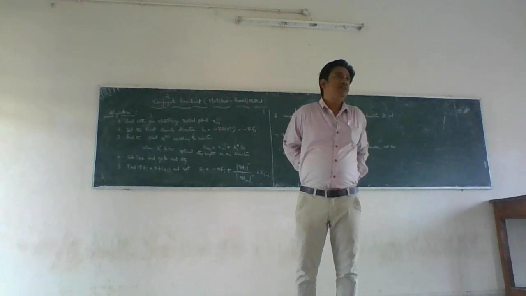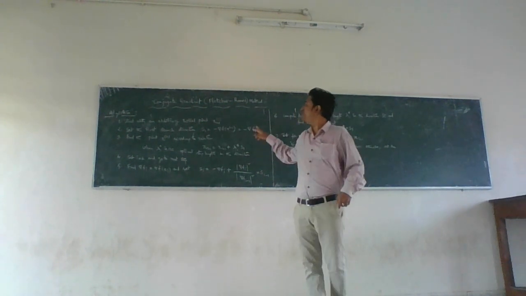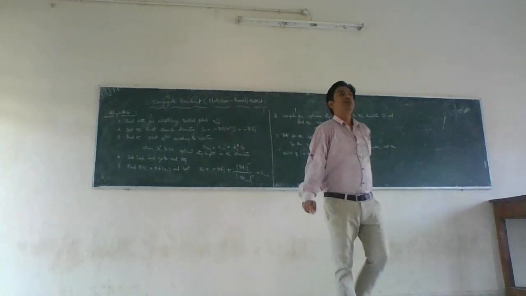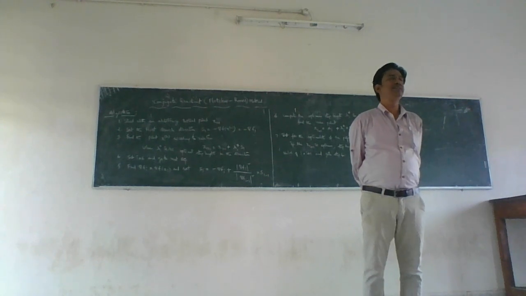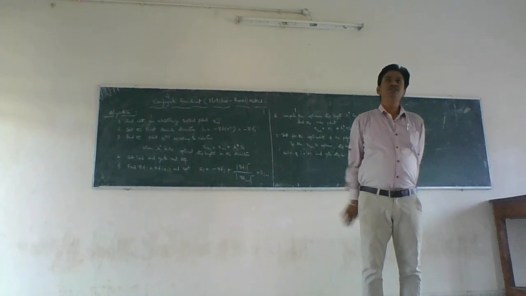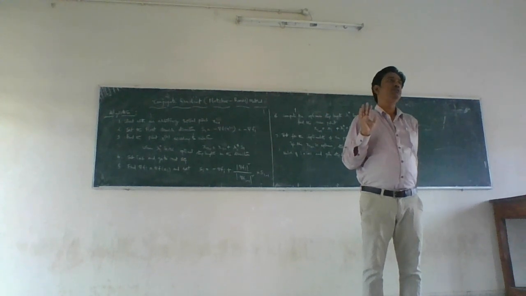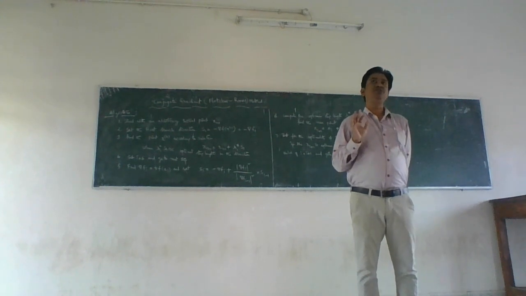The next method which follows the steepest descent is the conjugate gradient method. It's also called the Fletcher-Reeves method. It's more or less similar to the steepest descent method which we have solved in the previous class.